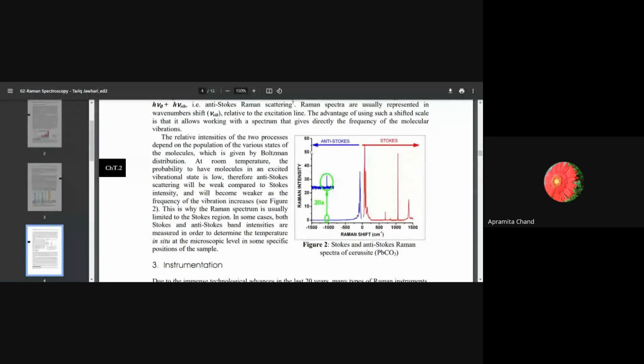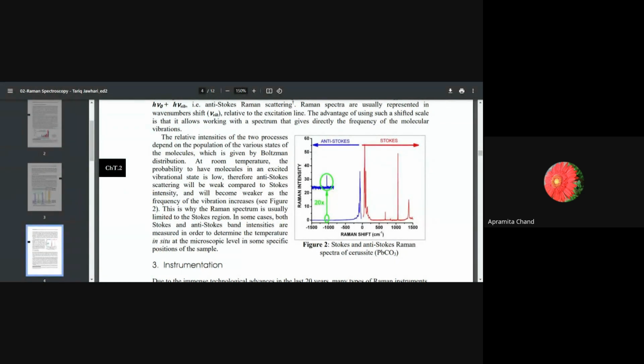So here you can see an example of cerussite or lead carbonate. This is the spectra where we can see the Stokes and the anti-Stokes line here. Both the Stokes and the anti-Stokes band intensities can be measured in order to see the temperature in situ at the microscopic level at some specific positions of the sample.